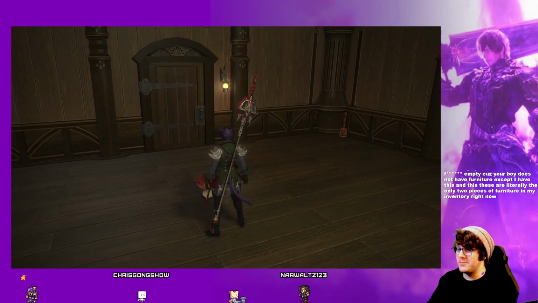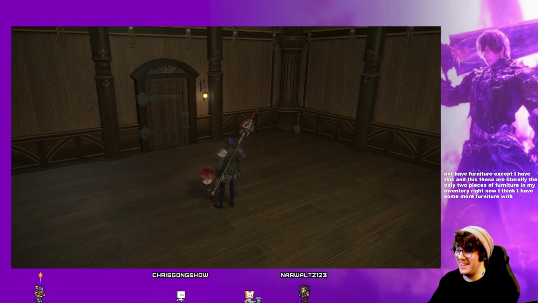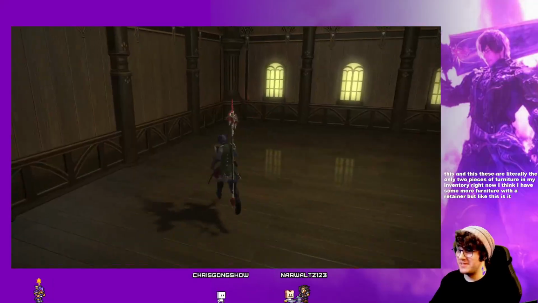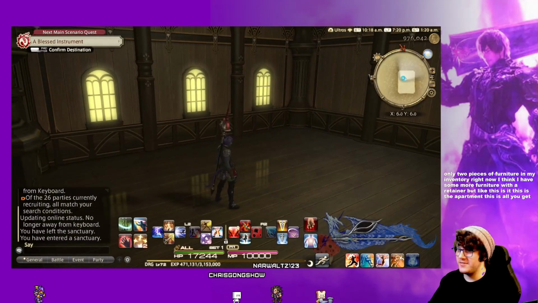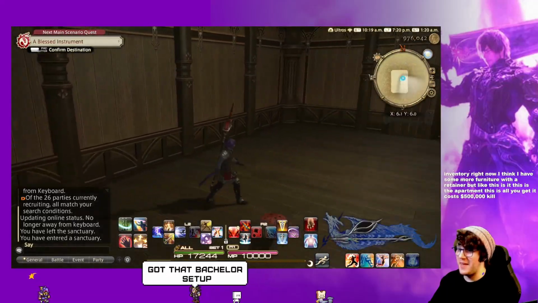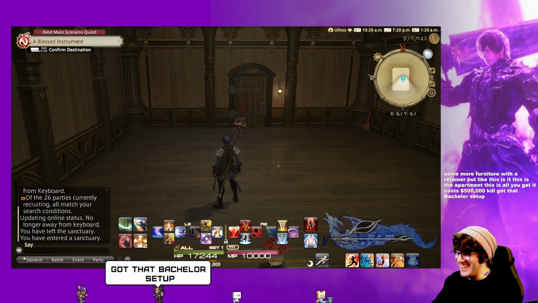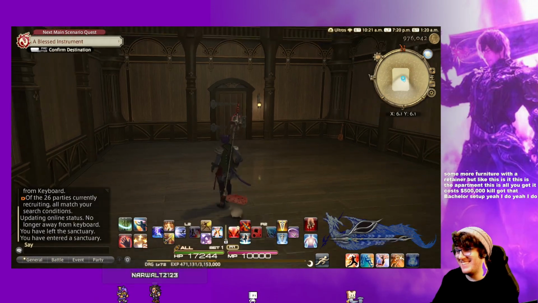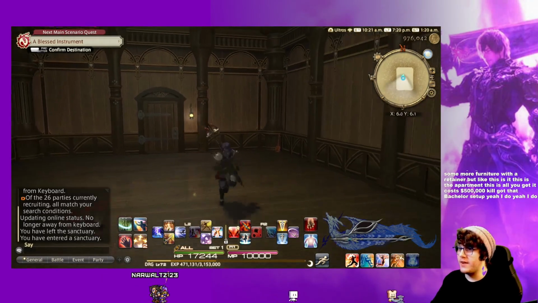No, I think I have some more furniture with a retainer. But this is it. This is the apartment. This is all you get. It costs 500,000 gil. Got that bachelor set up? Yeah, I do. But it costs 500,000 gil.